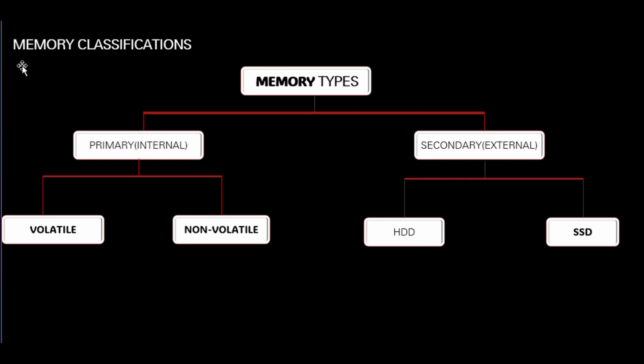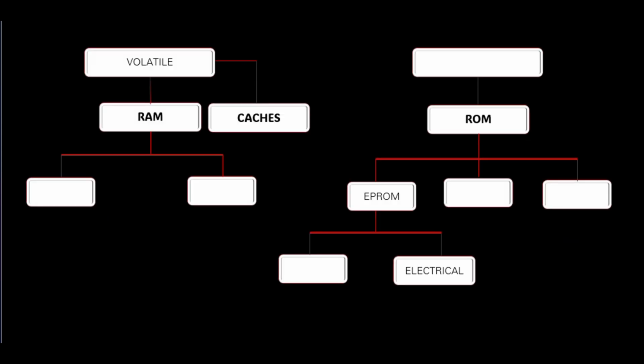So let's talk about the volatile. In the volatile, we can have the RAM, which is the random access memory. Then we have the caches. The caches come into play whenever you are working with something that needs to be frequently accessed, so that data is stored there so that it can be accessed frequently. Talking about the RAM, we can have types like the static random access memory, which is the SRAM, and then we can also have the DRAM, which is the dynamic random access memory.